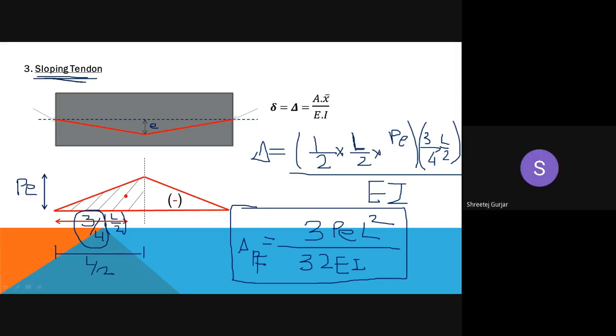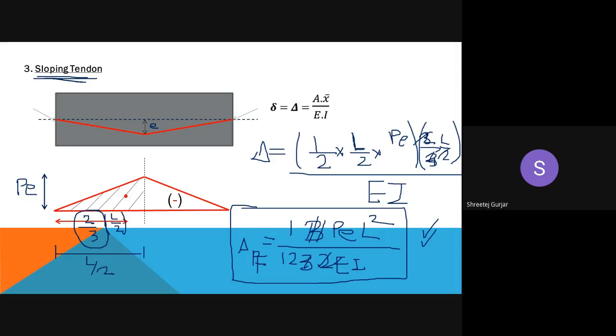It is not 3 by 4, it is 2 by 3. Instead of 3 by 4, use 2 by 3 and calculate. So this 2 and this 2 will cancel. So 3 into 2 into 2, how much? 12, right? So it is 1 by 12 PEL squared by EI. Now we have got the correct result.